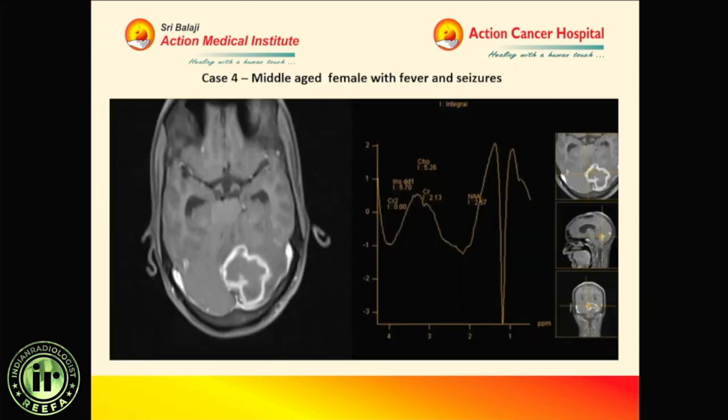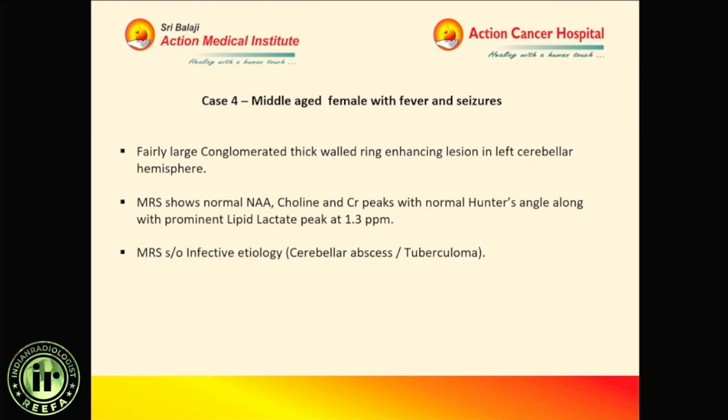A ring enhancing lesion we can see in the posterior fossa. Now, we put the spectro. What do we get? A lipid lactate peak, and NAA and choline creatinine are almost the same. So this is an infective cerebellar abscess or a tuberculoma.